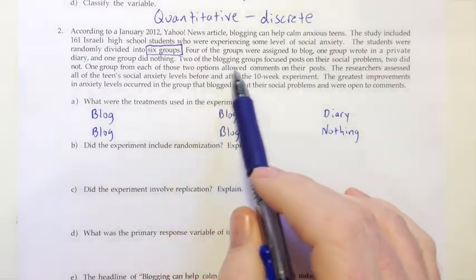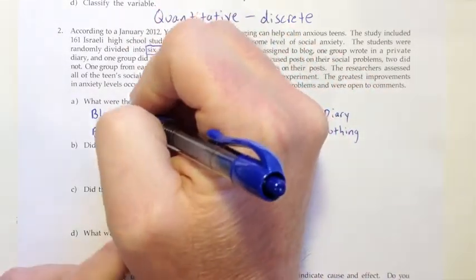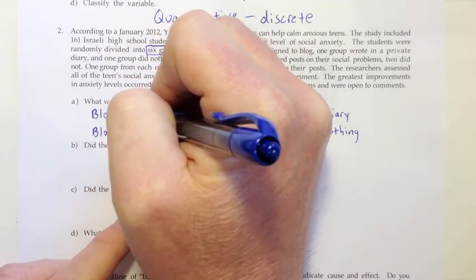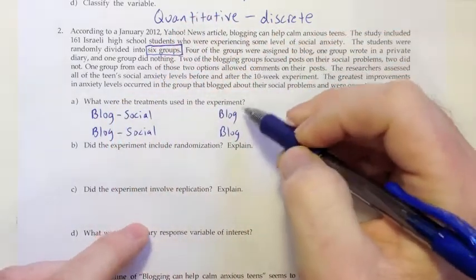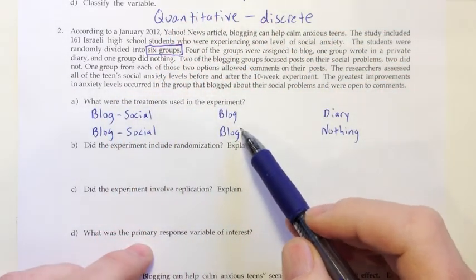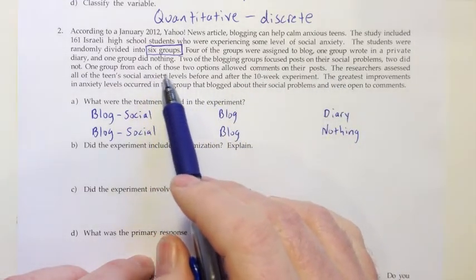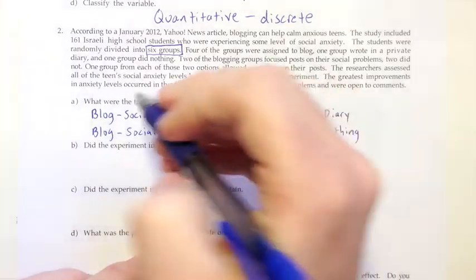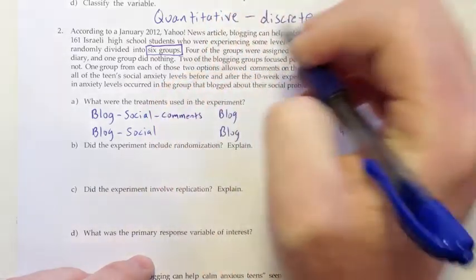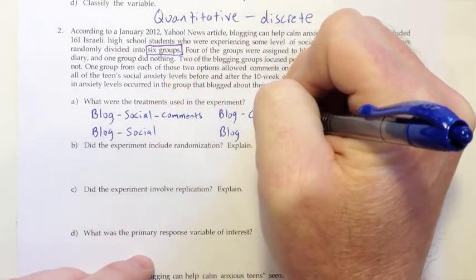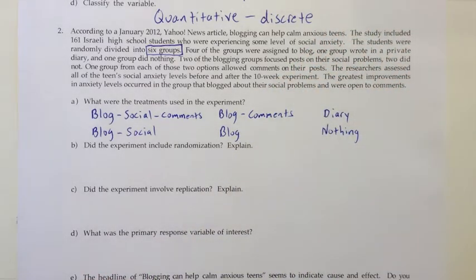So let's see, 2 of the blogging groups focused on their social problems. So we'll say that 2 of these were blogging about social. Does it say what the other two are? Just that they did not. And then where was the other part? 1 group from each of these allowed comments on their posts. So one of those doing social allowed for comments, and one of those not doing social also allowed for comments. So those are our 6 different treatment groups.